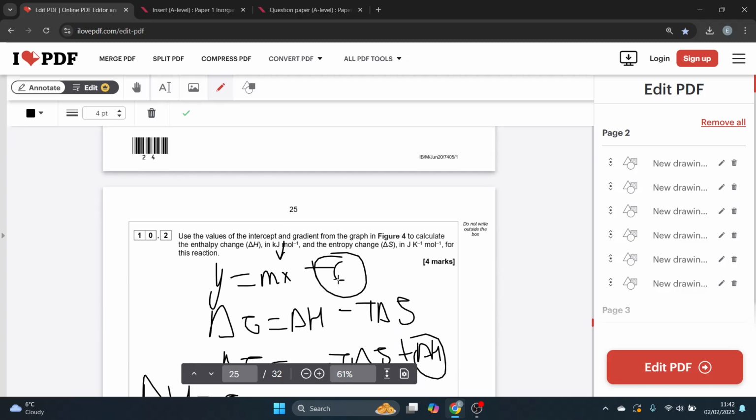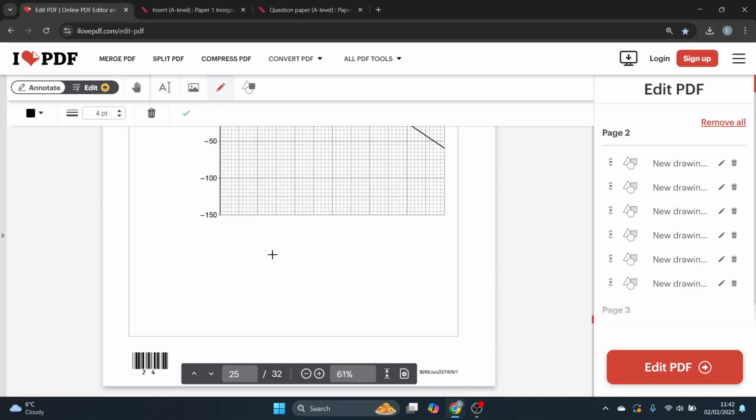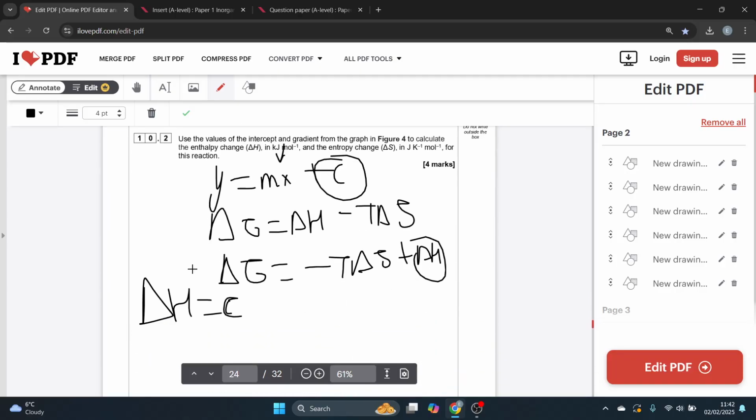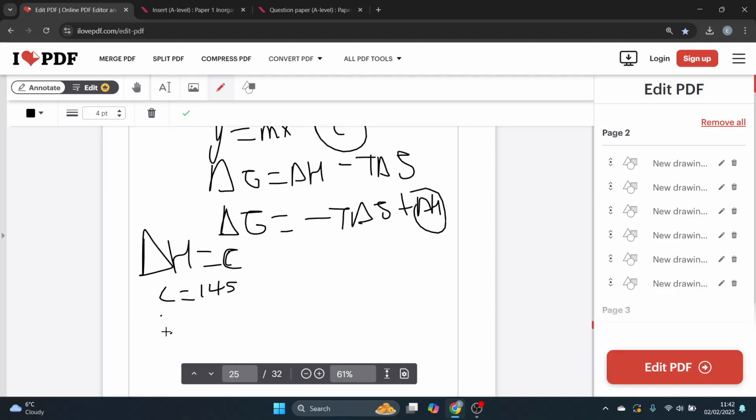And how do I find c? Well, that's the y-intercept. And how do I find the y-intercept? That's when x is equal to 0. So that's 145. So now I've got delta H. I've got c equals 145. Therefore, delta H equals 145. Okay, that's nice. And obviously the unit is kilojoules per mole to the power minus 1.